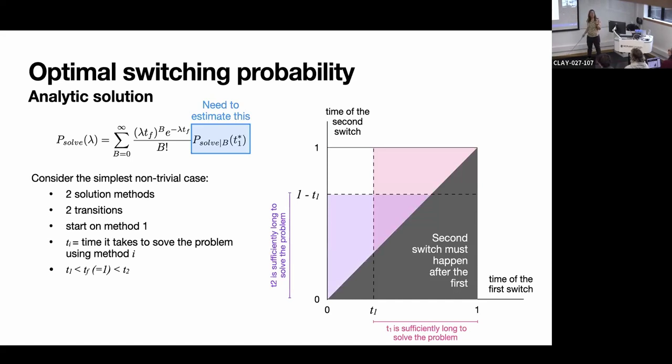So now the probability that I solve the problem is just the ratio of this little mountain region to the size of the triangle.